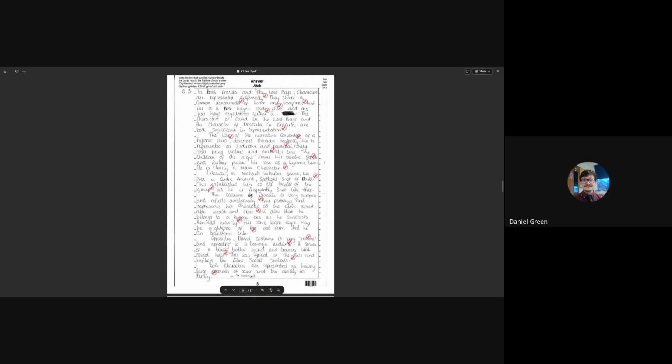Now, what the candidate has done so well here is say, both Dracula and the Lost Boys characters are represented differently. They've started off with an immediate comparison. And as you can see, the examiner has given them a tick straight away because they are immediately talking about difference. They share a common denominator, another tick. The idea is they share something. So you're constantly piling on this comparison.